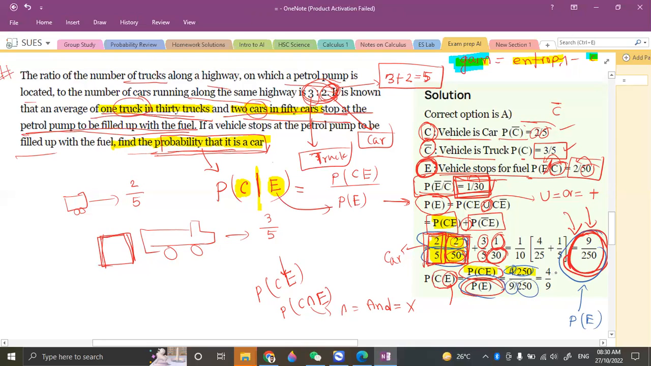So we just divide them, and we get 4 out of 9. This is the answer for finding the probability that the car, that is, the vehicle that needs fuel, is a car. And here 3 and 2, they are just counts.